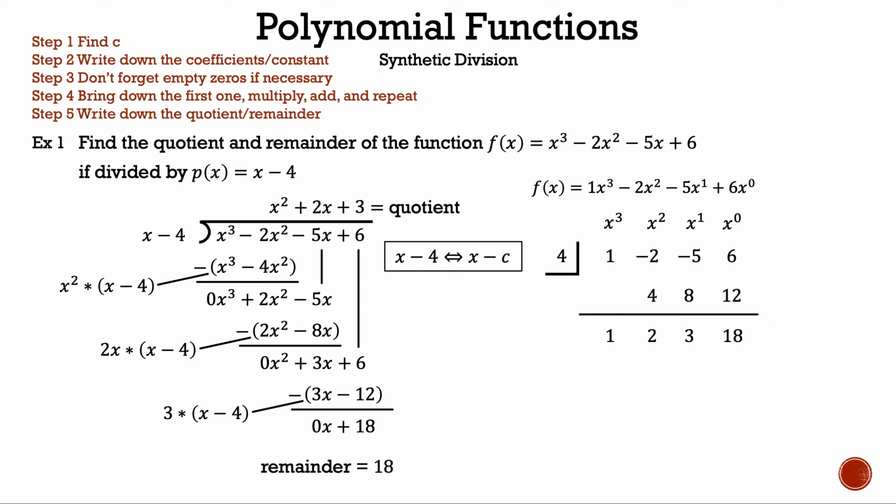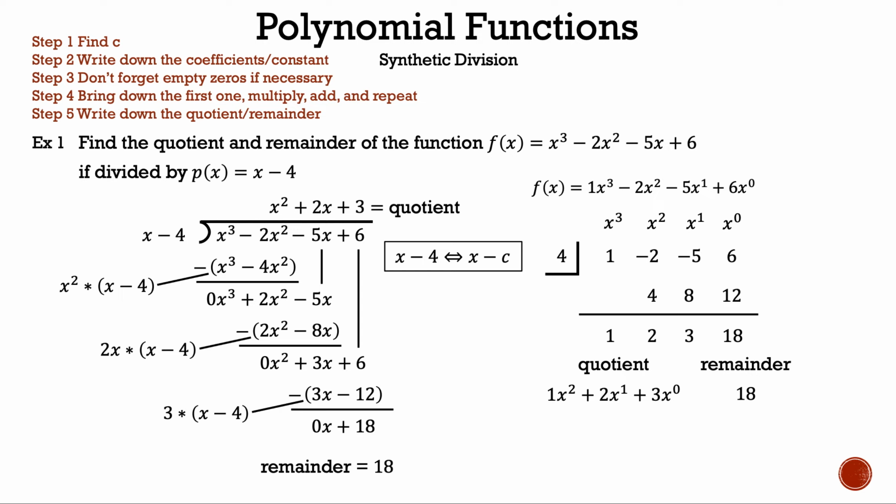Now, what do we do with all these numbers? Well, the bottom row loses a power. So the 1 goes in front of x to the power of 2, the 2 goes in front of x to the power of 1, and the 3 goes in front of x to the power of 0. And the last number is the remainder, in this case 18.